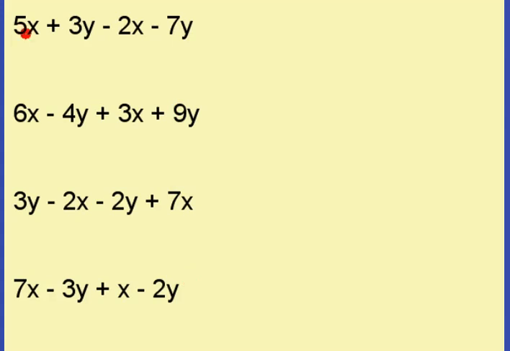So, on this one, I've got 5x minus 2x. That gives me 3x. I've got to put terms that are the same together, so I put the x's together. Then, I've got plus 3y minus 7y. All together, that gives me minus 4y.